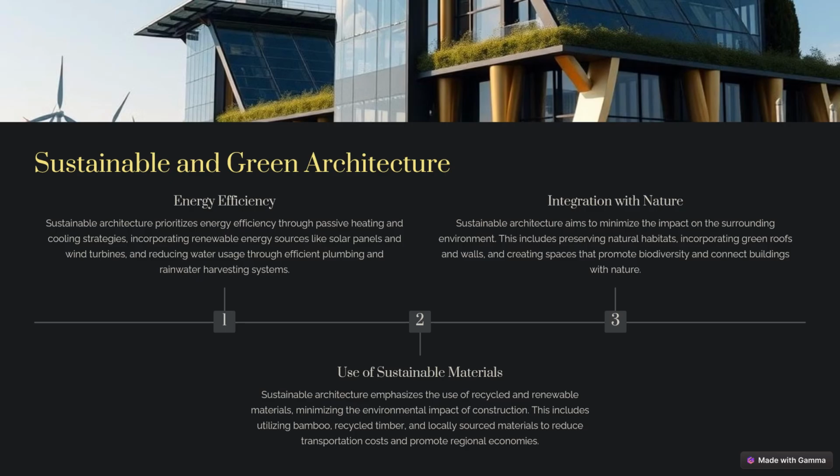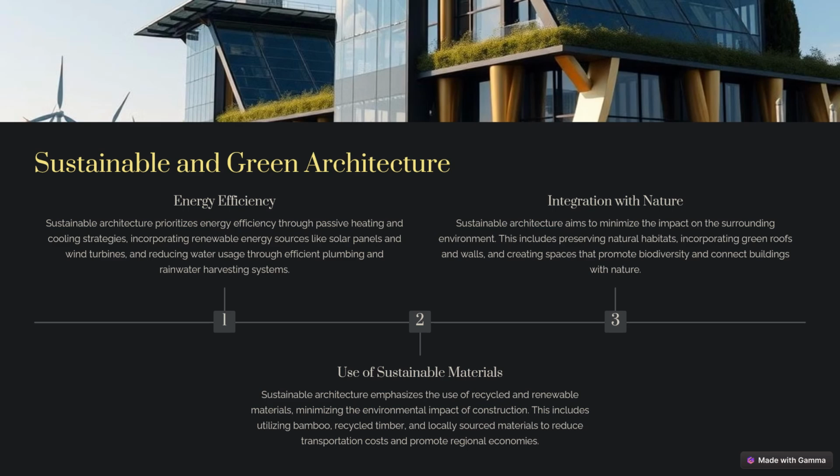The first one is energy efficiency. Sustainable architecture prioritizes energy efficiency through passive heating and cooling strategies, incorporating renewable energy sources like solar panels and wind turbines, and reducing water usage through efficient pumping and rainwater harvesting systems.